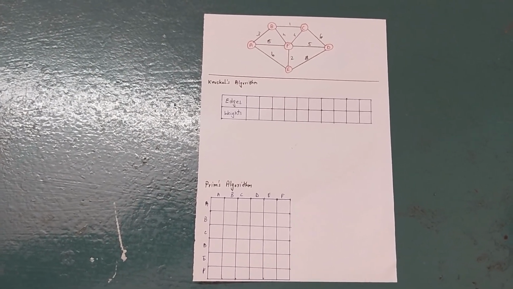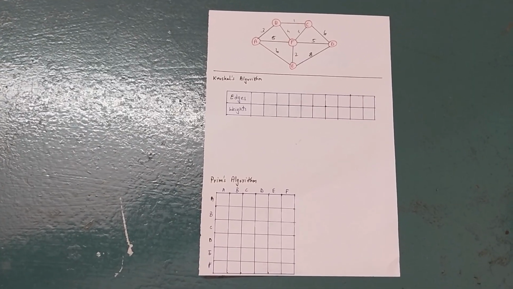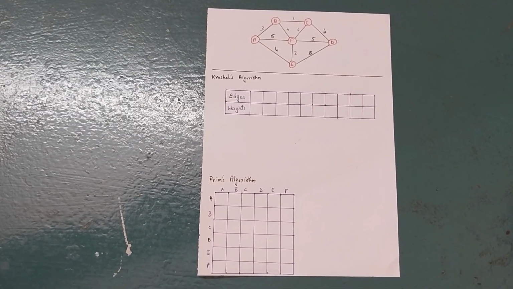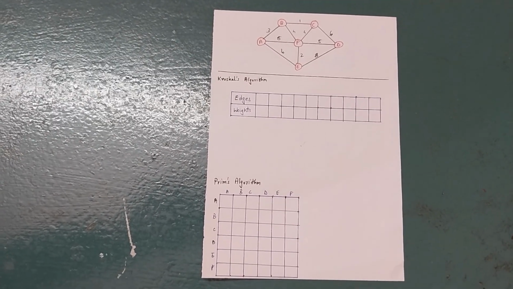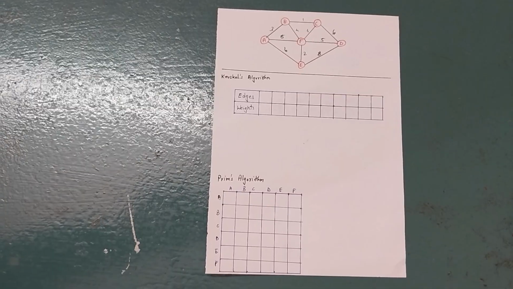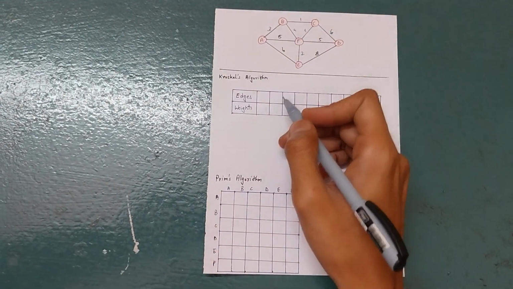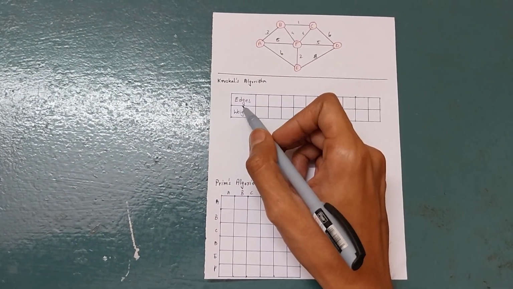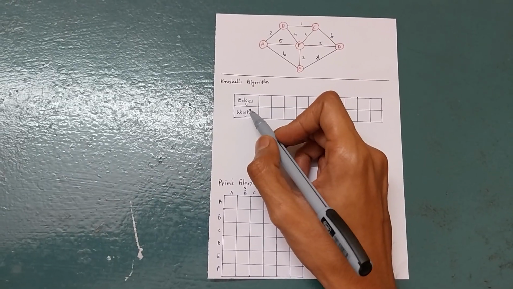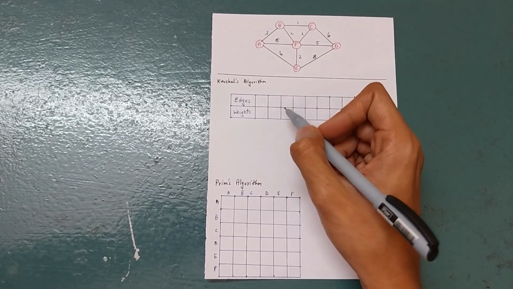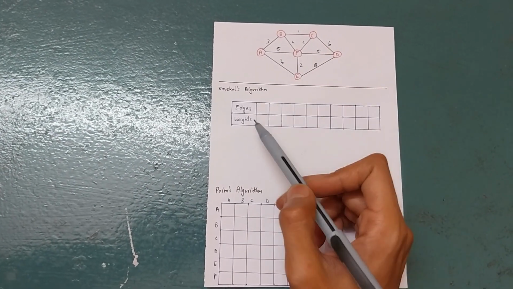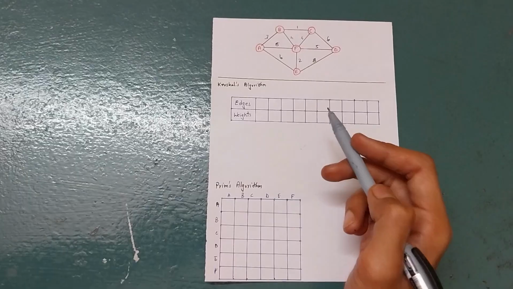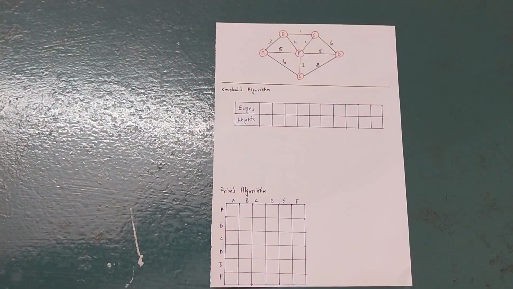Now in the previous video I showed how to solve Prim's algorithm and Kruskal's algorithm, but in this video I am going to show how to use the table and solve it during the exams. So for the Kruskal algorithm, there are two rows, one is edges, one is weight. The number of columns is the number of edges we have. Here we have 10 edges in total, so I made 10 boxes for that. Now let's go one by one.